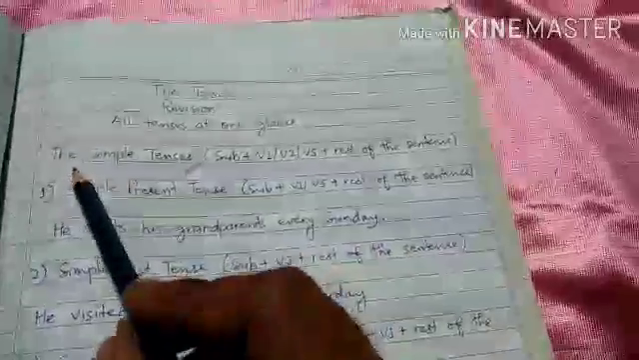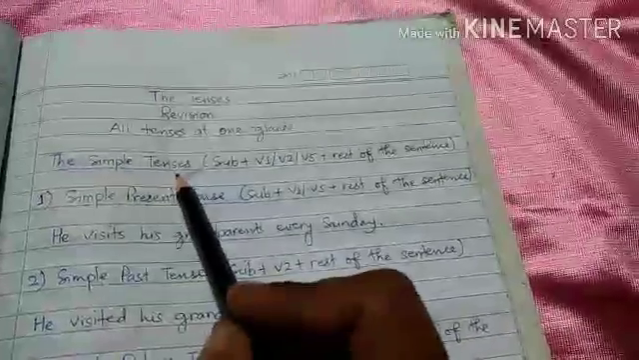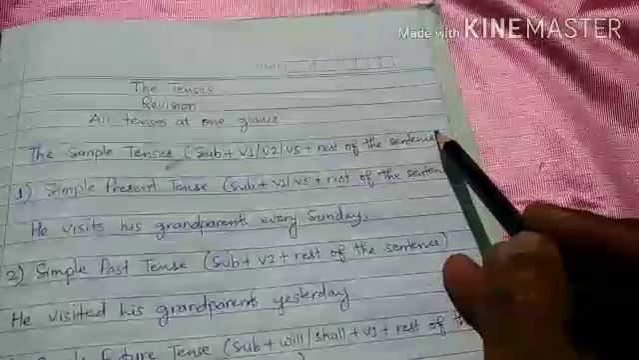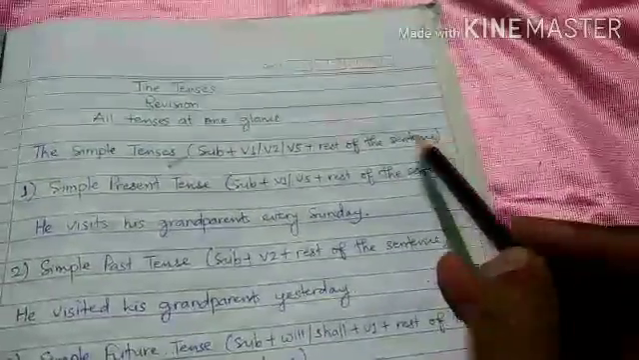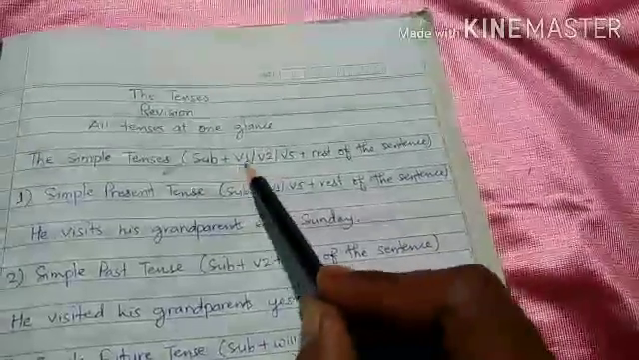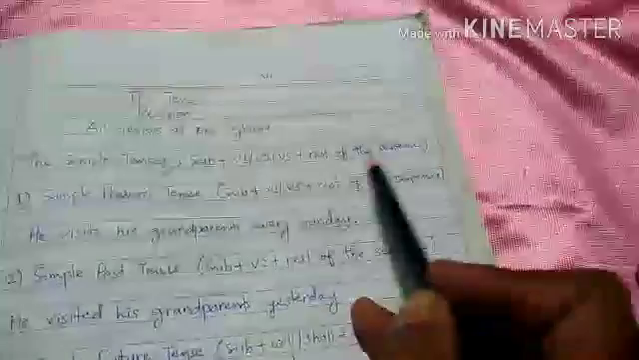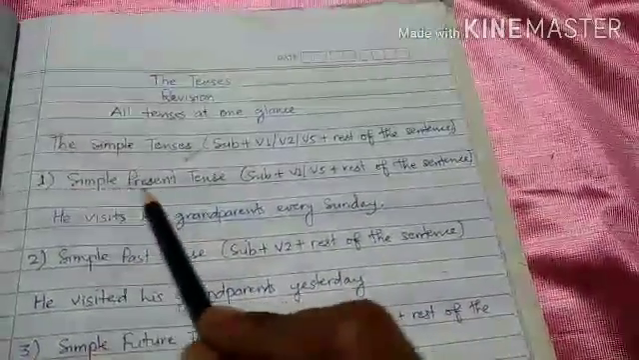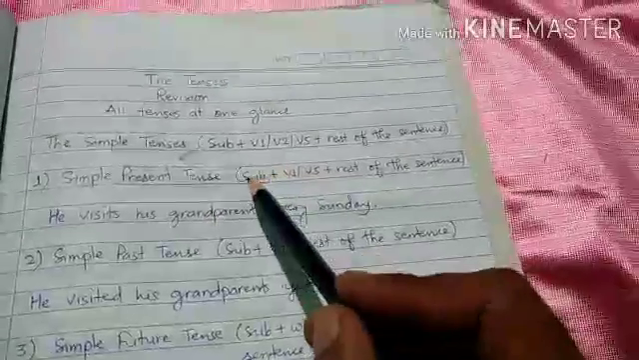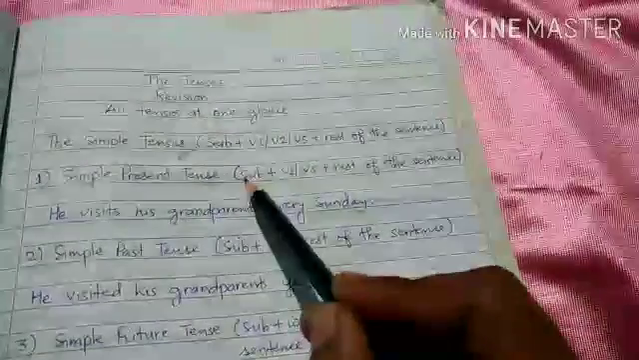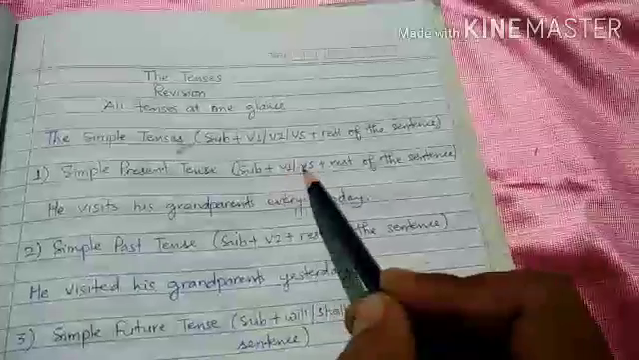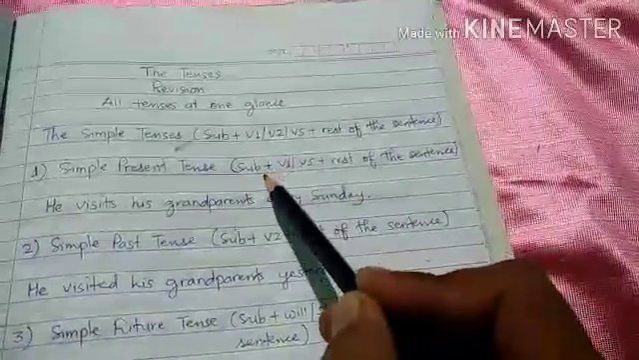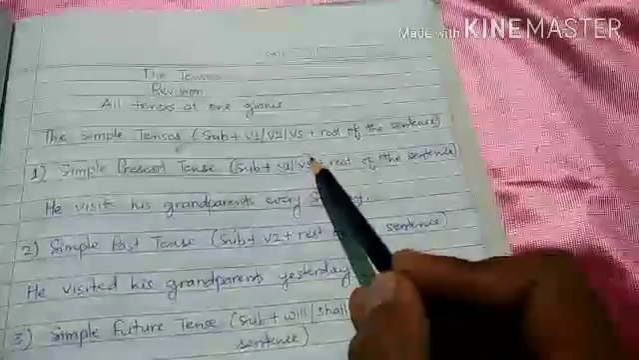If you see here, the sentence structure and the use of verb forms in the simple tenses will be like this: subject plus B1 or B2 or B5 plus rest of the sentence. At first we will see the simple present tense, in which the sentence structure is subject plus B1 or B5 plus rest of the sentence. B1 if the subject is plural and B5 if the subject is singular.